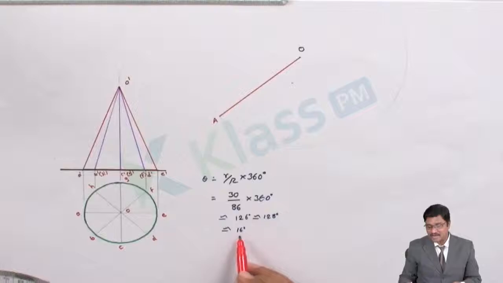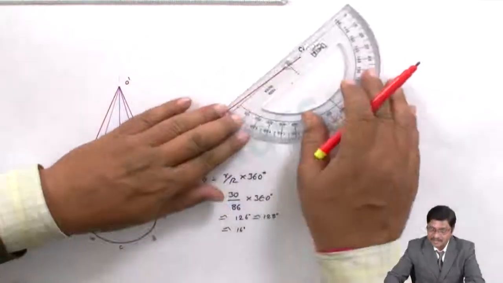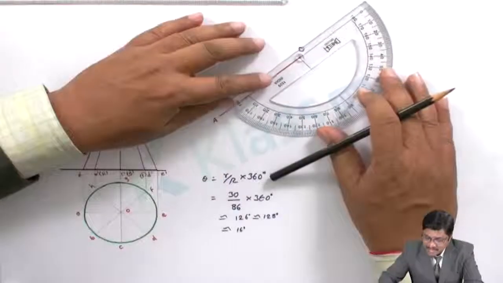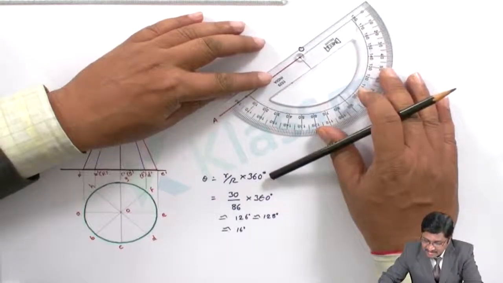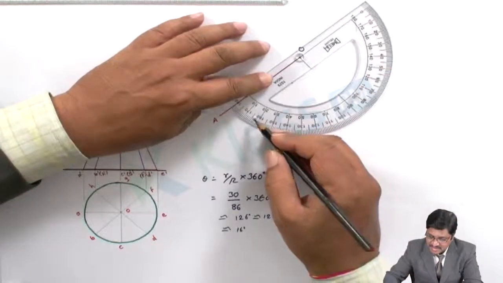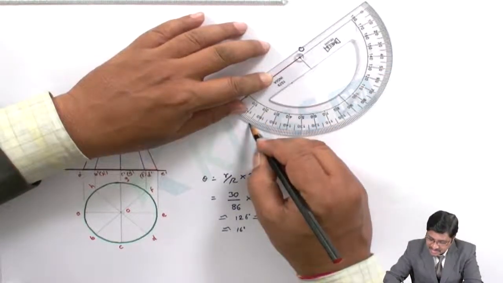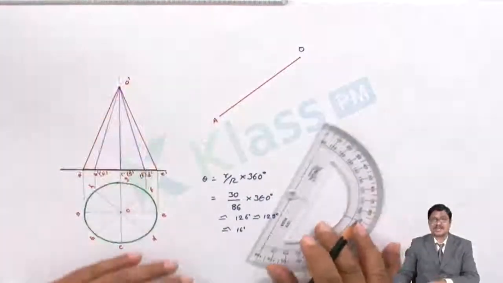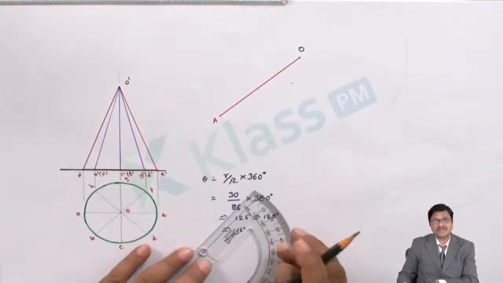So how much should the radial line be? 16 degrees in this case. So take the protractor here and place it properly aligned. Once you have the proper alignment, measure the 16 degrees value. So this is the 16 degrees value. Along the 16 degrees radial line, let us first complete the first radial line.